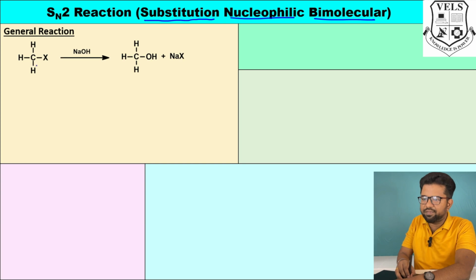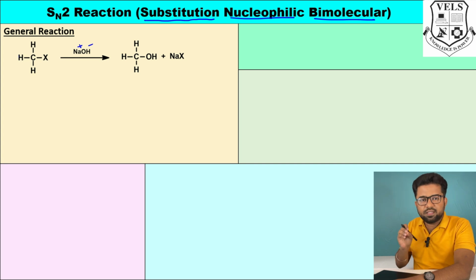For that purpose, I have taken methyl halide here. And this methyl halide is treated with sodium hydroxide. We know that sodium hydroxide is getting ionized into Na+ and OH-. So this OH- is acting as a nucleophile. Once the nucleophile attacks that methyl halide, it leads to the formation of methanol, and sodium halide is obtained as a byproduct. So this is a general SN2 reaction.